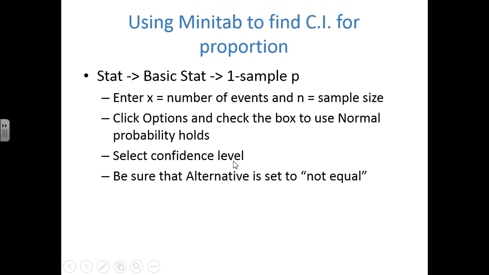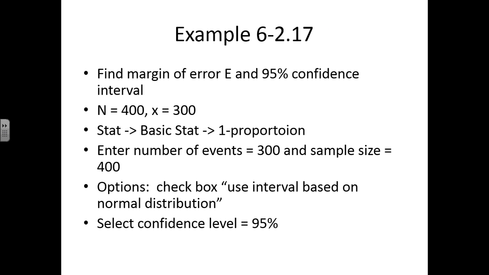Remember, this is the only time that you don't enter 95% as 0.95. You enter it as the actual 95. Be sure that the alternative is set to not equal. And then you just click OK, and Minitab will give you the confidence interval. So let's try an example.